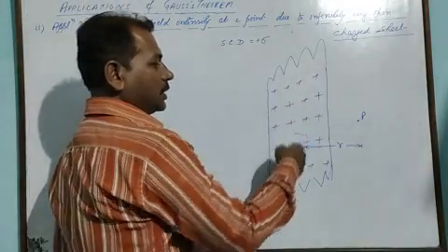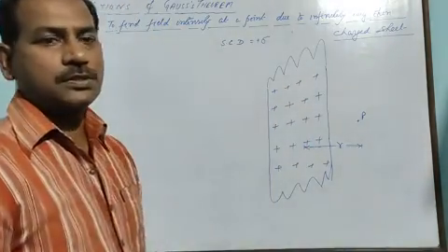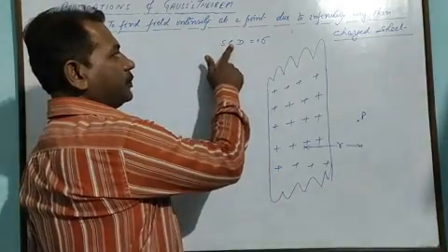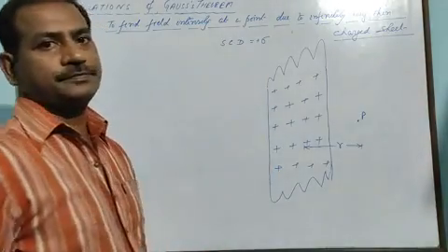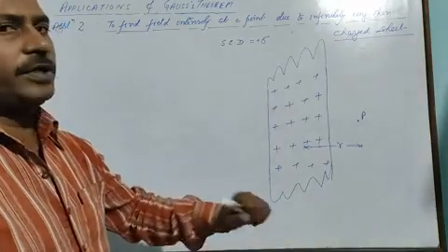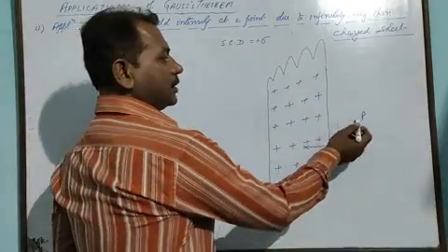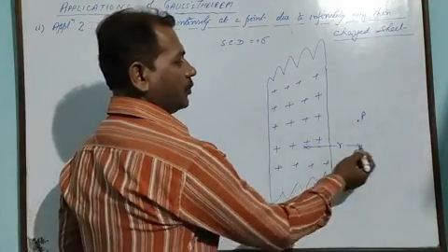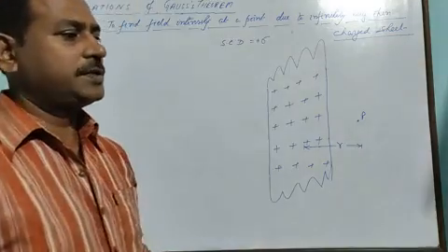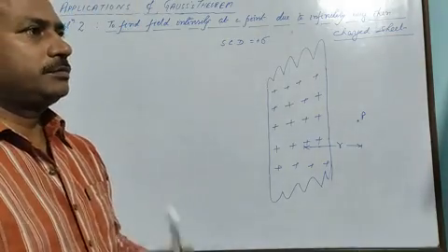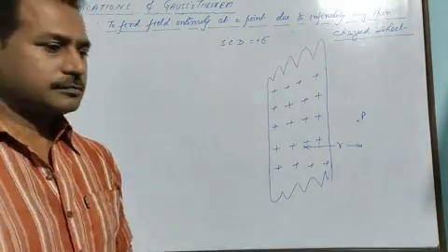The charge distribution is positive. We are taking the surface charge density as plus sigma. Infinitely long, that's why we cannot find out the total charge on it. The point P is here at a distance r from the sheet. The sheet is taken perpendicular to it.